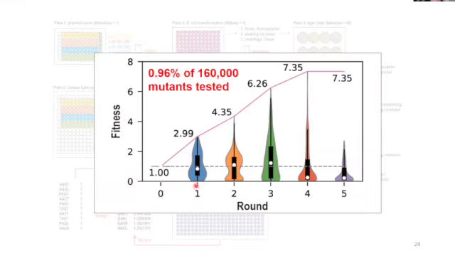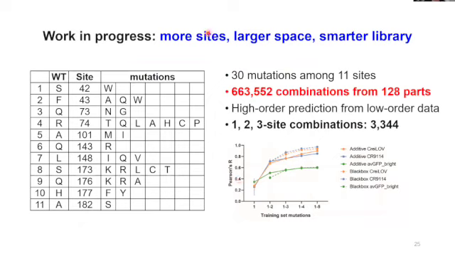In this way, we achieve about 7-fold improvement relative to the wild type in about 4 rounds. We tested about 1,050 mutants to achieve a very quick improvement in specificity. Right now we are trying to look at more sites, a larger space, and smarter libraries. This time we're looking at 11 sites and 30 mutants and trying to look at the combinations.